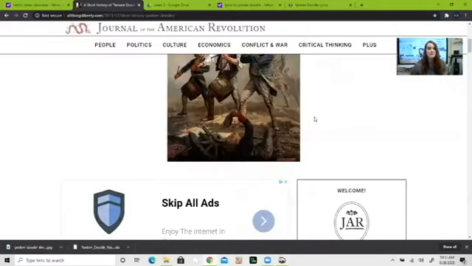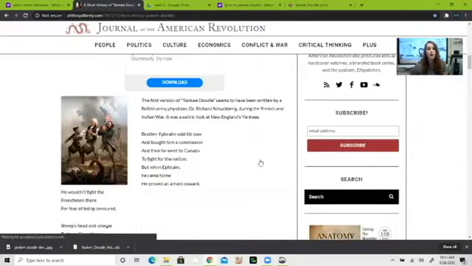Okay, so let's get into the history of Yankee Doodle. Okay, this is going to be a short history. We're not going into all of it. This is a really cool website, Journal of the American Revolution, where it talks about pretty much all things that happened during the American Revolution. It gives you a history behind not only the events, but also the music and the people behind it.